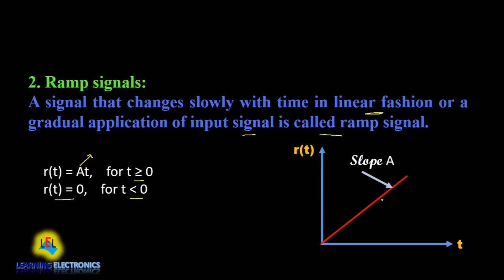As you can see, the slope of this line will be equal to a. We know that to find the slope of any equation, we find the differentiation of that equation. So when we find d by dt of at, we get here a. That means this is the slope of this ramp signal, which is equal to a.